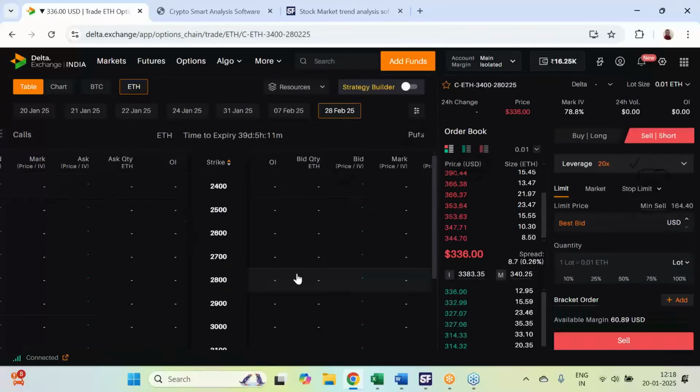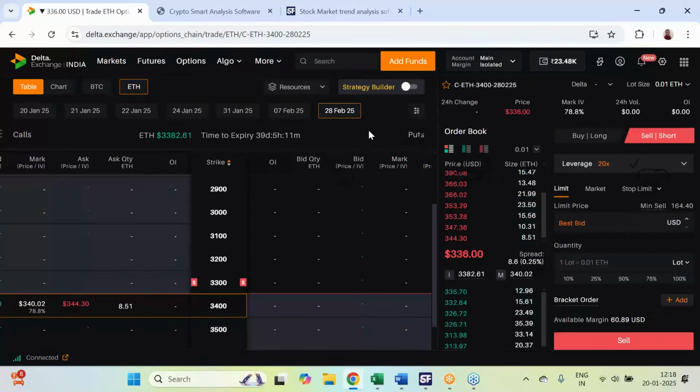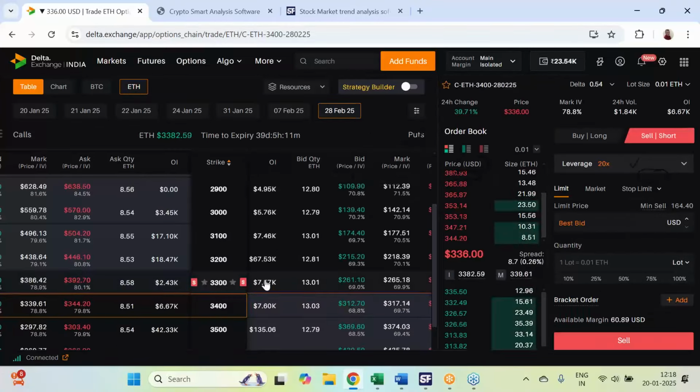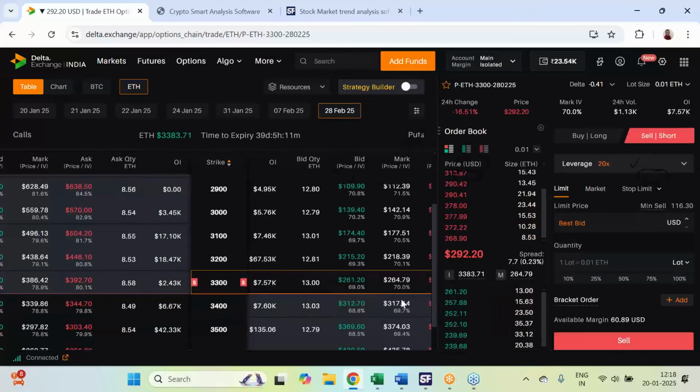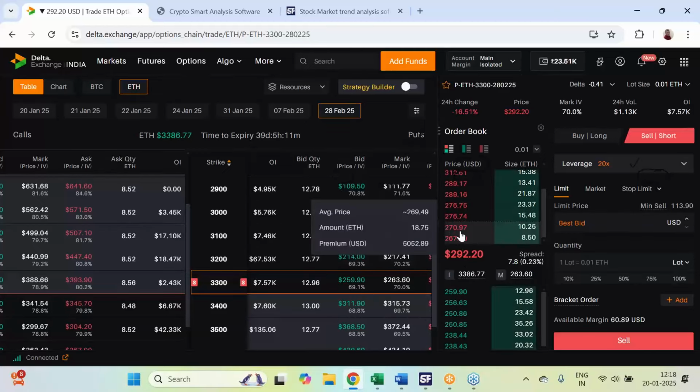I am going for 28 February, Ethereum, 3,300, 3,000. So here we are going for 3,000. Now Ethereum also has changed its price. So you can say here puts, here calls. When I was making these things, it was trading at 305, 300 something. Now currently it is coming to 258, $268.